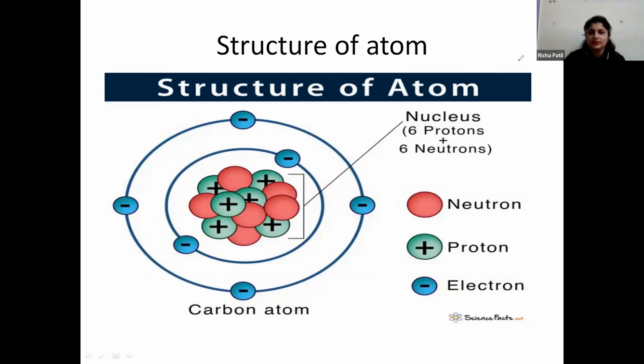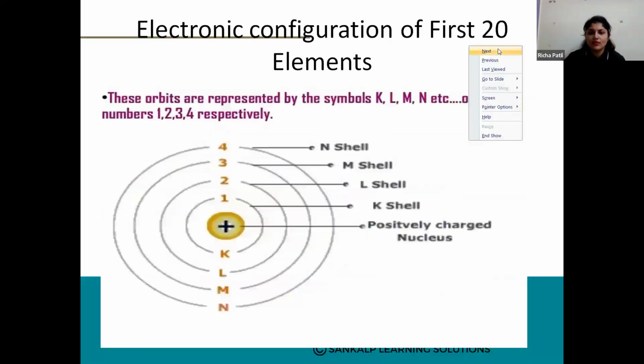So we'll go for the next one. Next we'll see, you need to remember the electronic configuration of the first 20 elements. Now, what do you mean by electronic configuration? It is the distribution of electrons in different or various orbitals in a molecule. You can see this is a positively charged nucleus in the center.